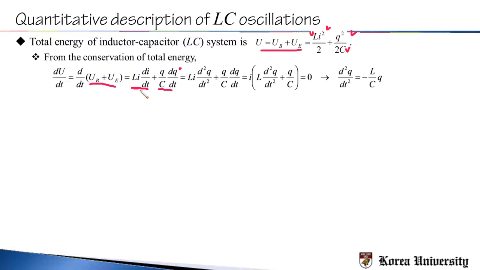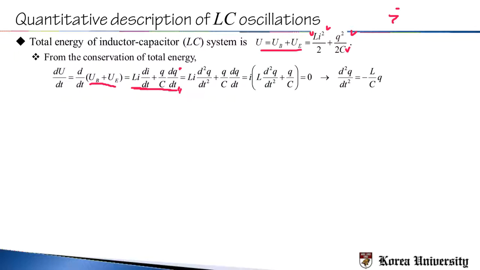I hope you understand why we get this when you take the time derivative. If you do not understand it, please ask me in the classroom. I will try to explain it, but I hope you understand it this much. Anyway, here we have the current and charge, and we want to combine them into a single variable.